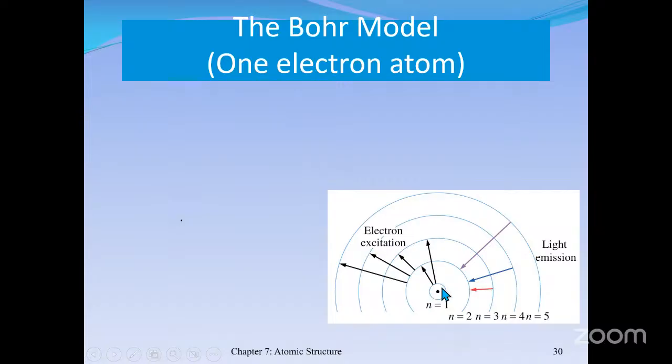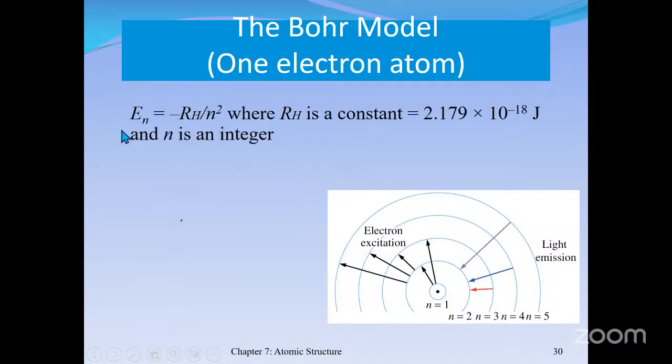While they are occupying their respective orbits, the electron will have a certain amount of energy. He did some calculations and came up with an equation which gives you the energy of the orbit, and that's this equation right here. En is equal to minus RH over n squared, where n is the n value for the orbit as shown here, and RH is a constant known as the Rydberg constant, which is 2.179 times 10 to the minus 18 joules. So that's basically what Bohr came up with.